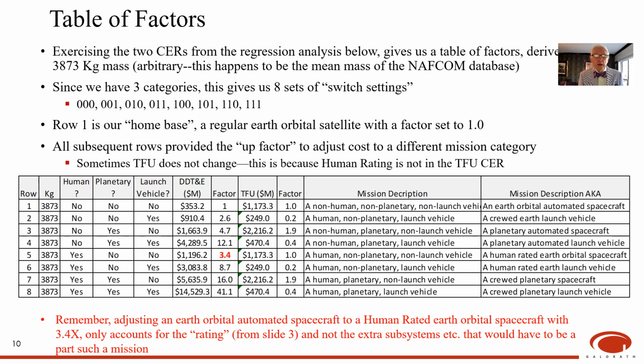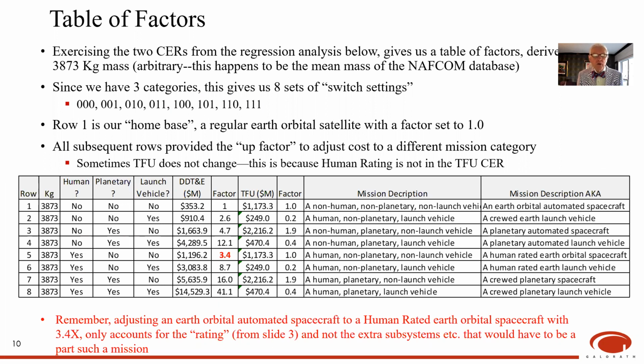So row 1 is our home base. It's a regular Earth orbital satellite. We exercise at 3873 kilograms with the 3 switch settings to no. We get a development cost there in millions of dollars that you can see. We define that to be a factor of 1. We get a TFU cost, as you can see in the table. We define that to be a factor of 1. So once again, this is a non-human, non-planetary, non-launch vehicle setting, and so therefore it corresponds to an Earth orbital automated spacecraft.